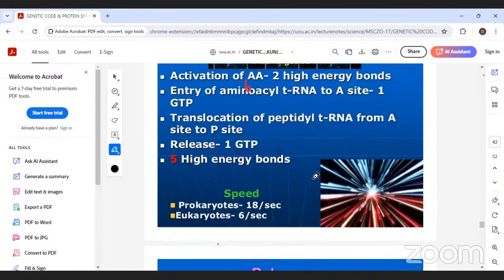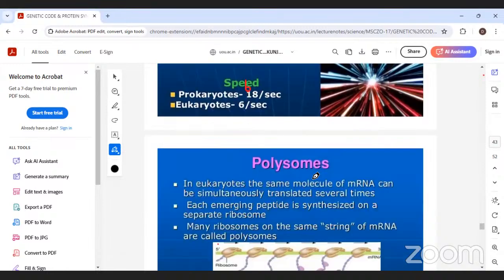In prokaryotes, how much time does it take? In prokaryotes, 18 seconds are taken. In eukaryotes, it takes only 6 seconds.